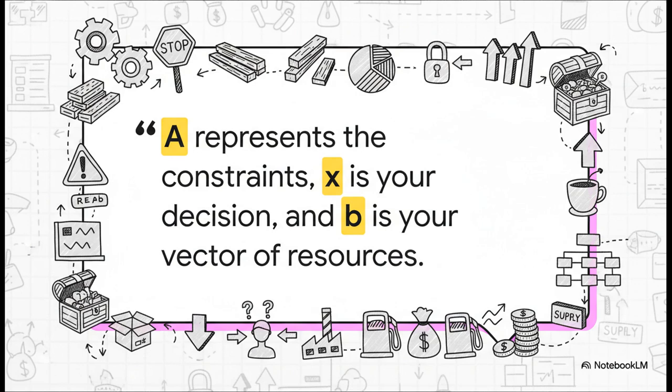A, you can think of that as your technology matrix. Each number inside it tells you exactly how much of a resource, say labor hours, you need to make 1 unit of a product. Then you have X, that's your decision vector. Those are the numbers you as the manager get to choose. How much of product A will we make? How much of product B? And finally, B is your resource vector. That's just a list of your totals, how many labor hours you have in total, how many machine hours, and so on. Mastering this translation from business speak to math is the absolute key.